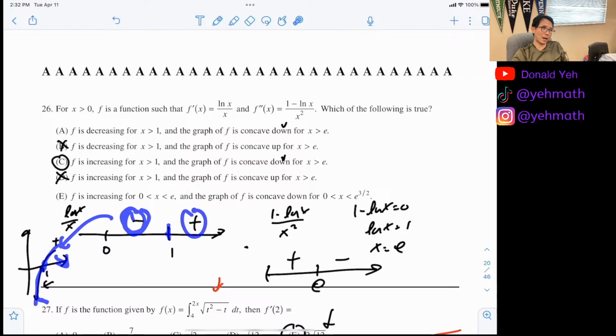Yes, you do need to know the graph because you don't know this one. You cannot use calculator. You cannot plug in like natural log of half. So you have to know your graph. And same thing is 1 minus natural log of x. That x equal to e. So this one's positive, negative. And then you're gonna pick the choice increasing concave down.